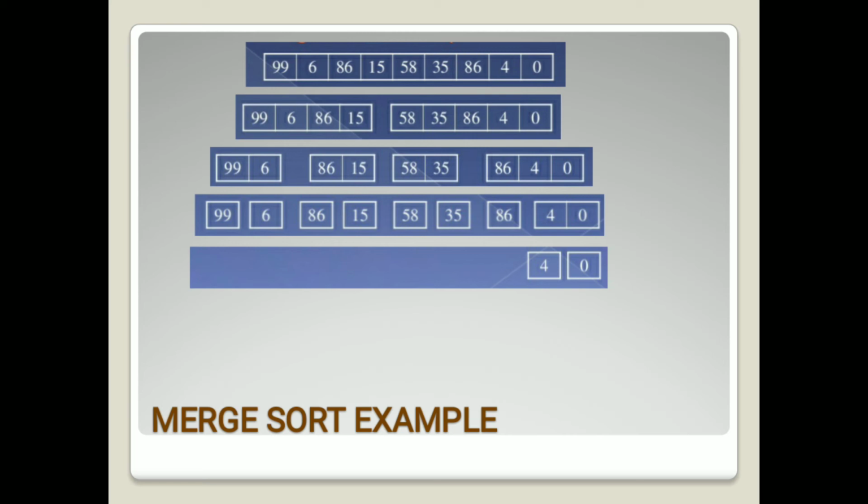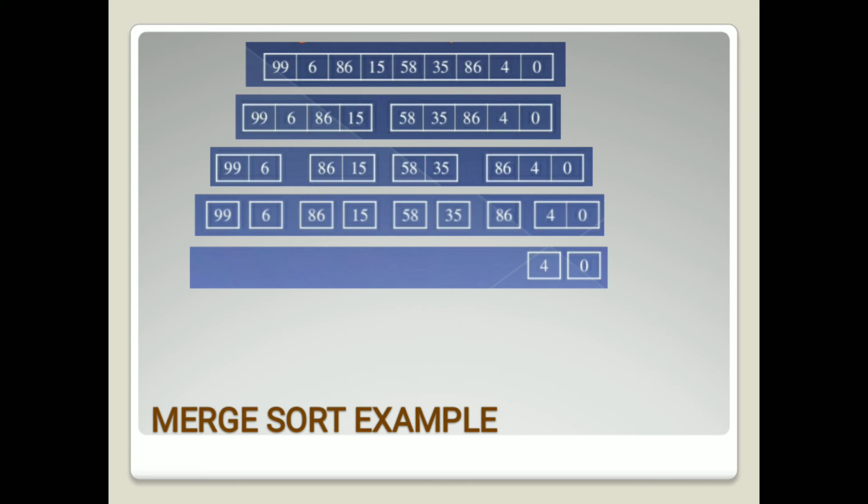That is 99, 6, 86 and 15 will act as the left subarray and the remaining elements will act as the right subarray. Again we need to check whether there is only one element in the array, but there are more than one element. So again we are going to subdivide the array into two equal parts. That is 99 and 6 will be one separate array, 86 and 15 will be another separate array, again 58 and 35 and 86, 4 and 0.